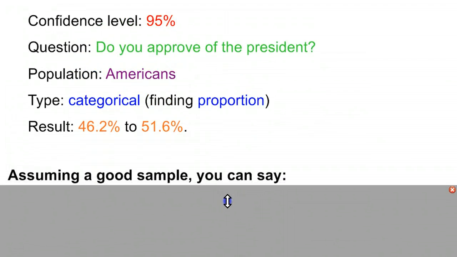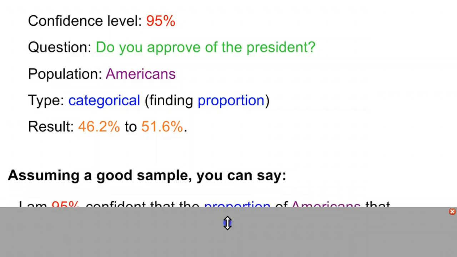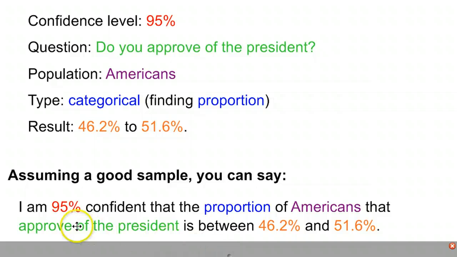If we're going to construct that into a sentence, if you assume that we had a true SRS or something similar, we can say the following. I am 95% confident, we get that from our 95% confidence level, that the proportion, because that's what we're trying to find, the proportion of Americans, our population, that approve of the president, that was our question, our variable, is between 46.2% and 51.6%. That's the interval that our calculations found.